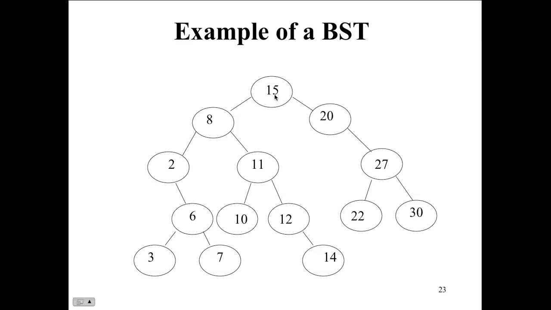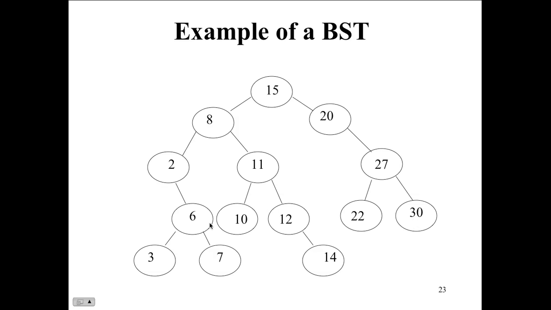So if we started with 15, we would go, well, 8 is less than 15, so it belongs on the left. 20 is larger than 15, so it goes on the right. And then from 20, 27 is bigger than 20, so it goes on the right. Then 22 is smaller than 27, so it goes on the left. And 30 is larger than 27, so it goes on the right.